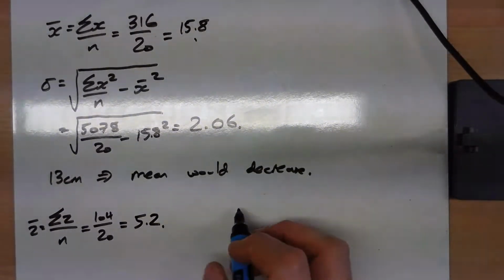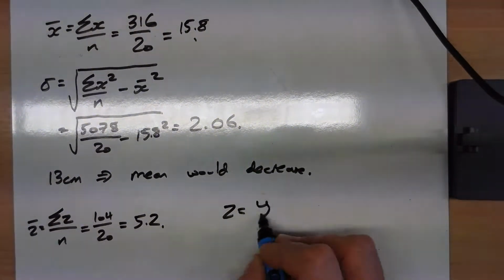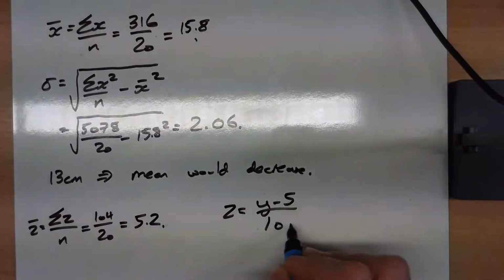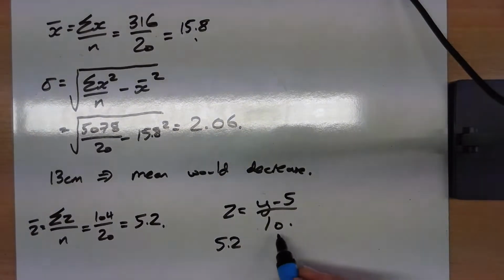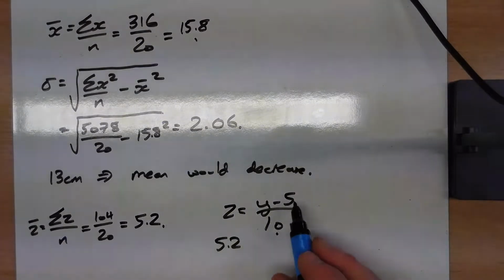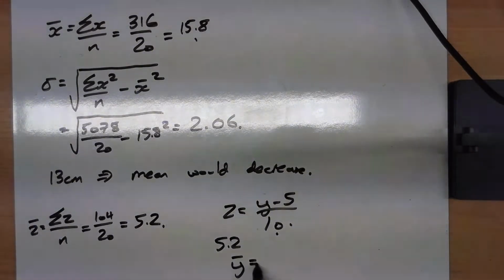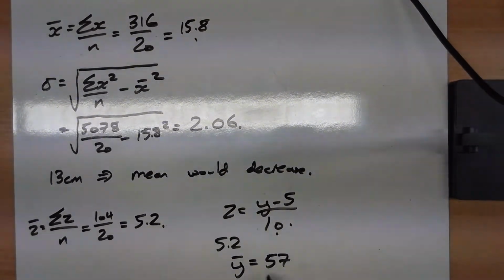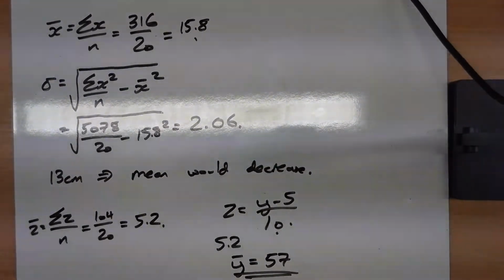But actually, the z values were y take away 5, divided by 10. So I've got 5.2 times 10, 52. Add the 5, and the mean of the actual ones is going to be 57 as we work through that.